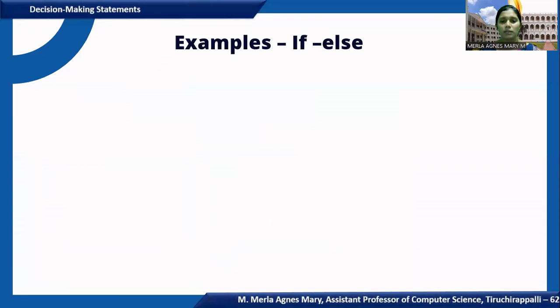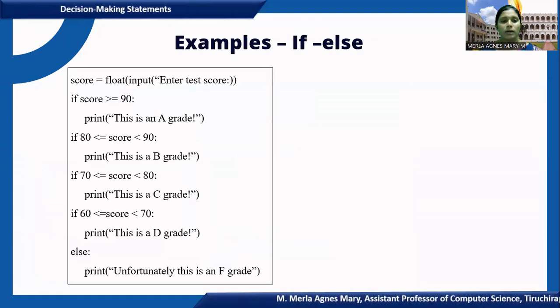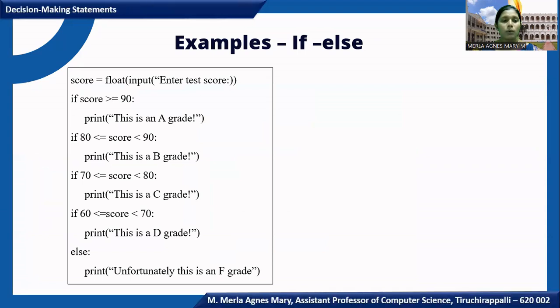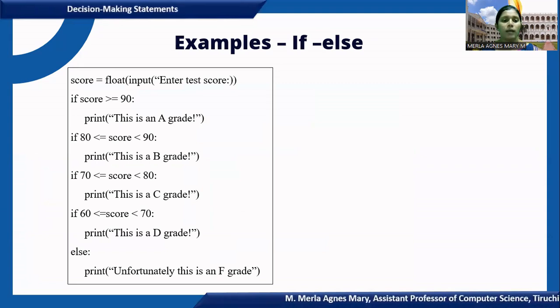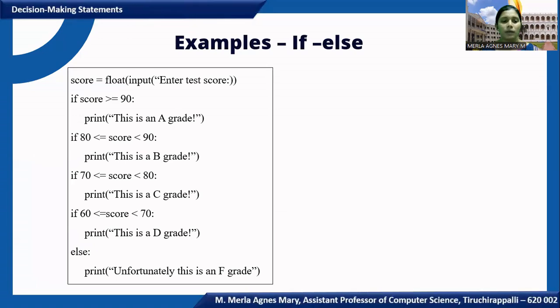Let's see some examples of if else. Here, first we get the input from the user, that is a score. We initialize the variable as score, and we get an input in the form of a float value. Then we give the condition: if the given score is greater than 90, we print that this is an A grade.